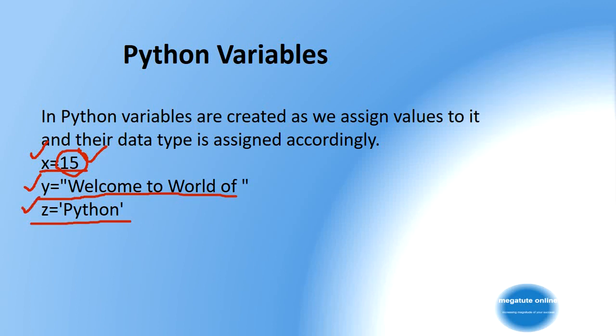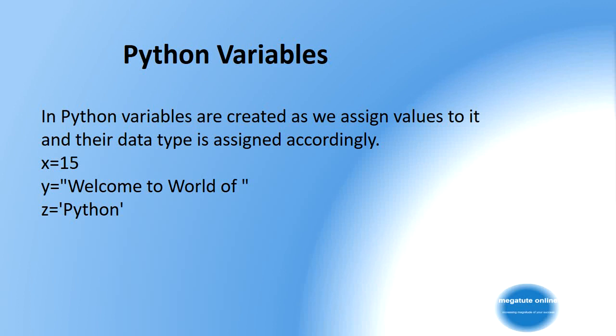So in Python, the data type is not given by the programmer. Python automatically takes the data type depending on what kind of data you are storing into it. To store a string, we can use either double quotes or single quotes. So this is the way we declare variables in Python.